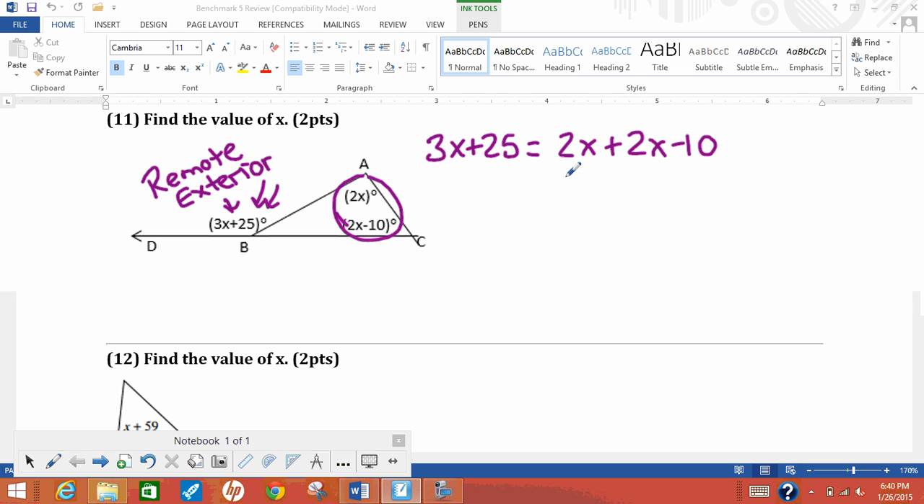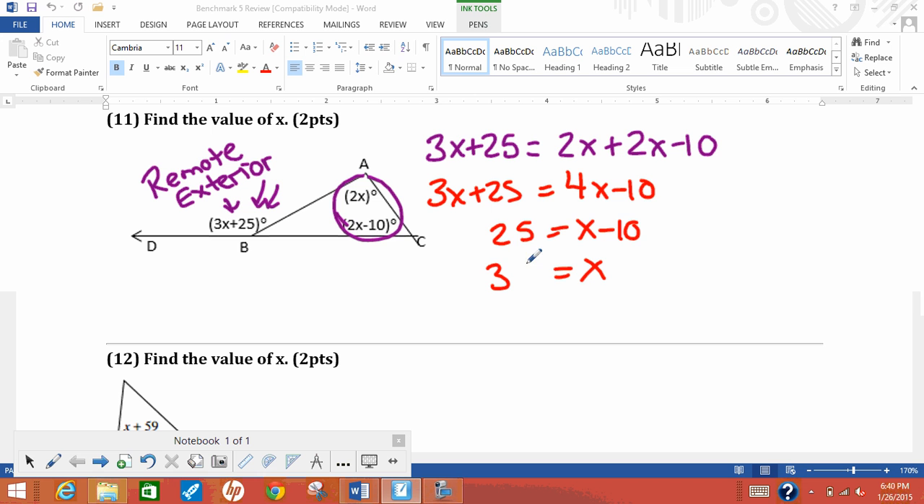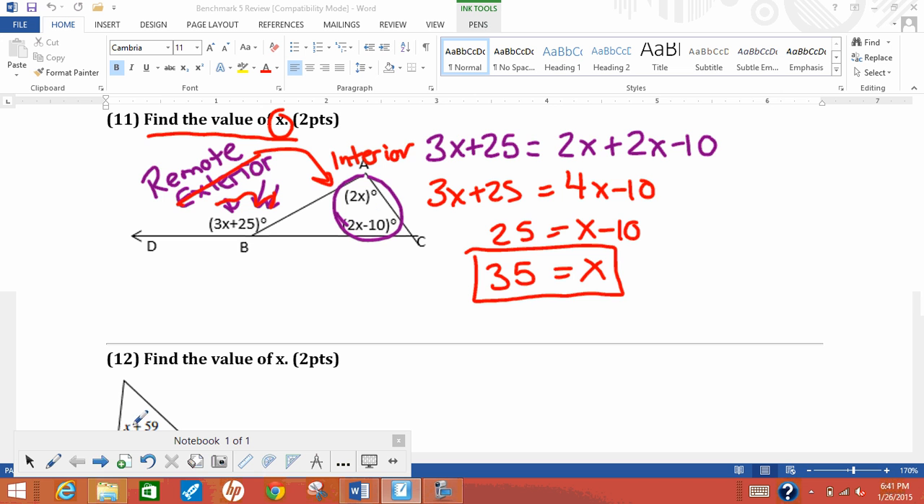So let's simplify and solve for x. Subtract 3x from both sides. Add 10 to both sides. And I get that x is 35. I don't need to plug back in because all I asked for was x. And I will cross that out and I'll point over here because remember, those are remote interior. My bad.